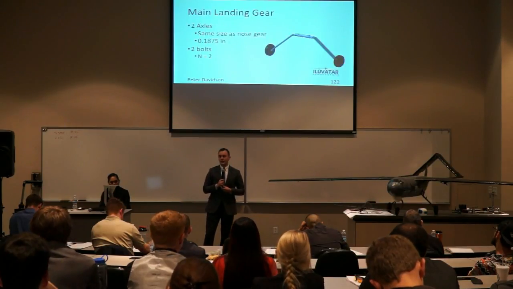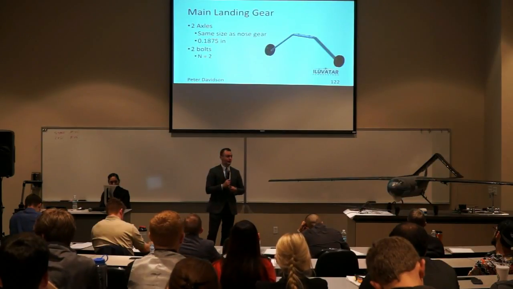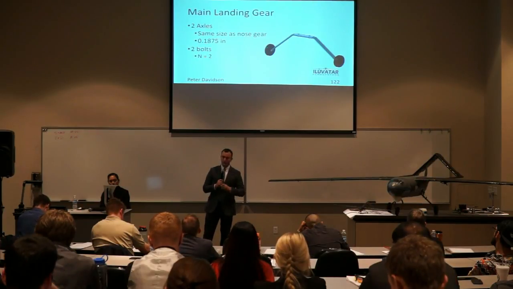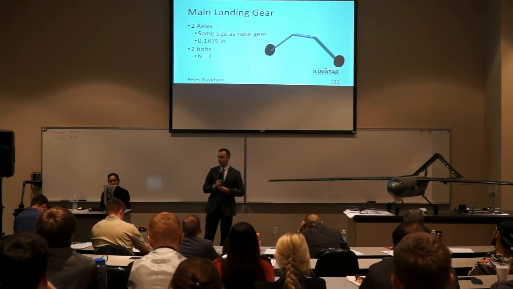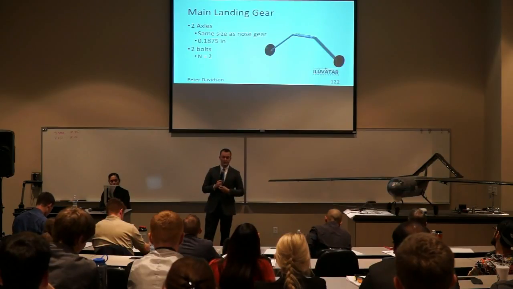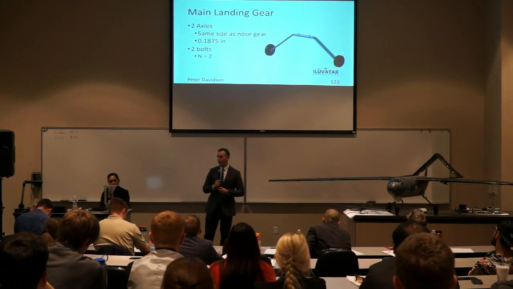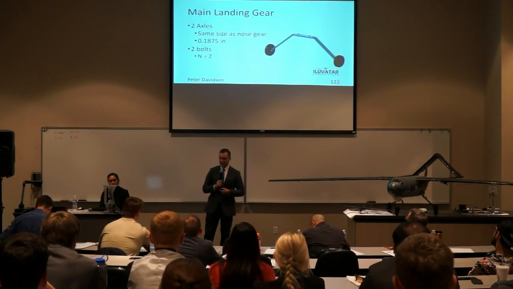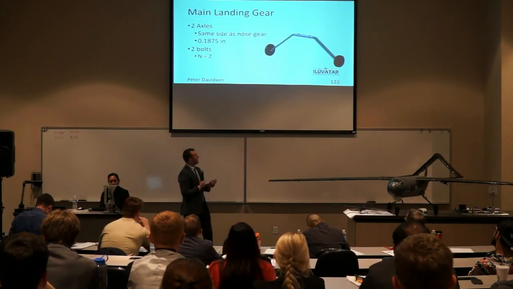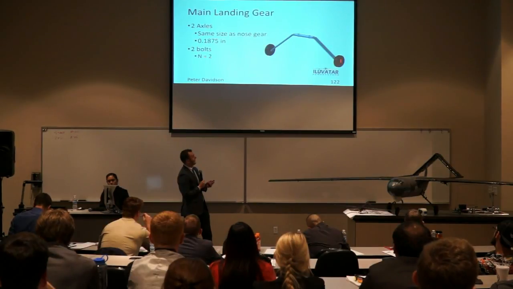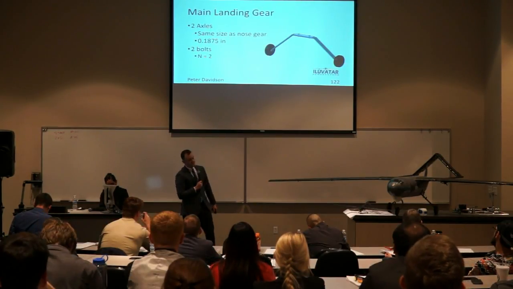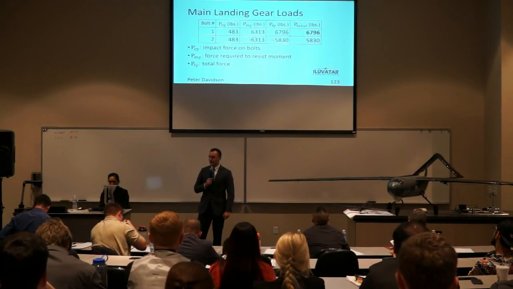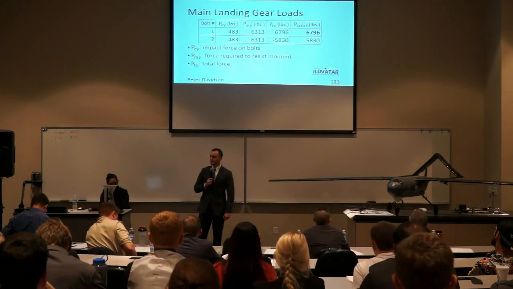The main landing gear is 2 axles, the same size as the nose gear for the connection to the wheels. So the same equation was used for that, but there's 2 bolts attaching into the glass floor, so n equals 2 for those bolts. And the force applied to this was also 100 pounds, and it was applied to a single wheel. So it would be a 100-pound vertical force applied to a single wheel, straight up like that. So these were the main landing gear loads as calculated using the same equations as before.